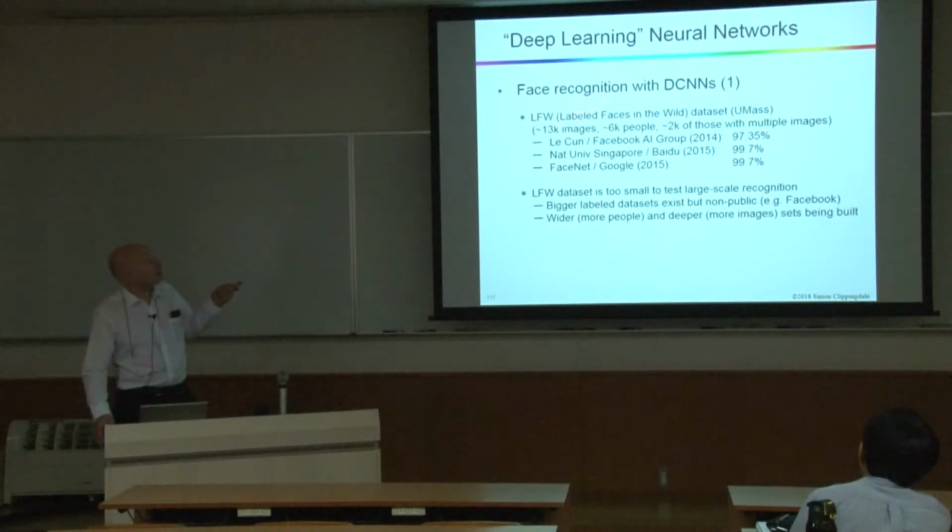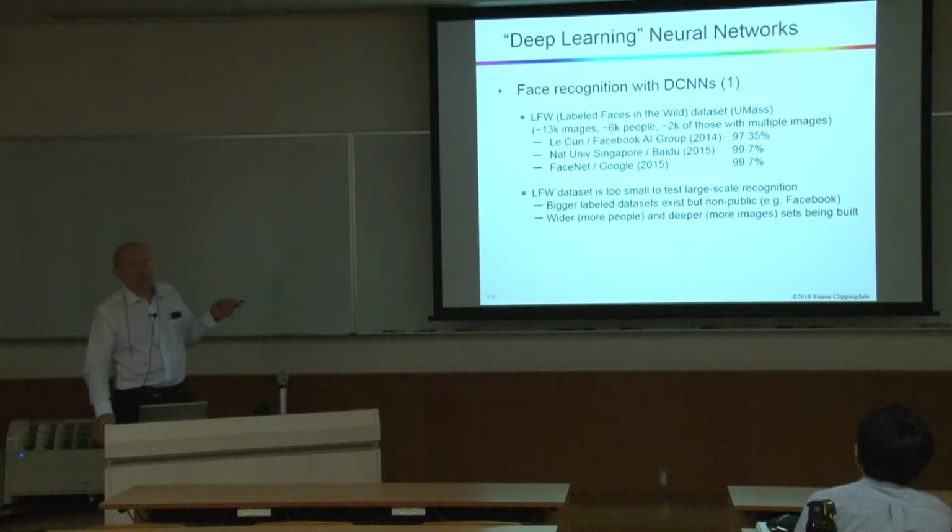There still is a thing called the Labeled Faces in the Wild data set, specifically for face recognition, which has about 13,000 images of 6,000 people, with about 2,000 of those having multiple images for variations in face pose and lighting and so on. And the error rate, or the recognition rate on this now is up to 99.7. It's all getting pretty ridiculous really now. So this is too small to test large-scale recognition. So again, people are moving on to using larger data sets.